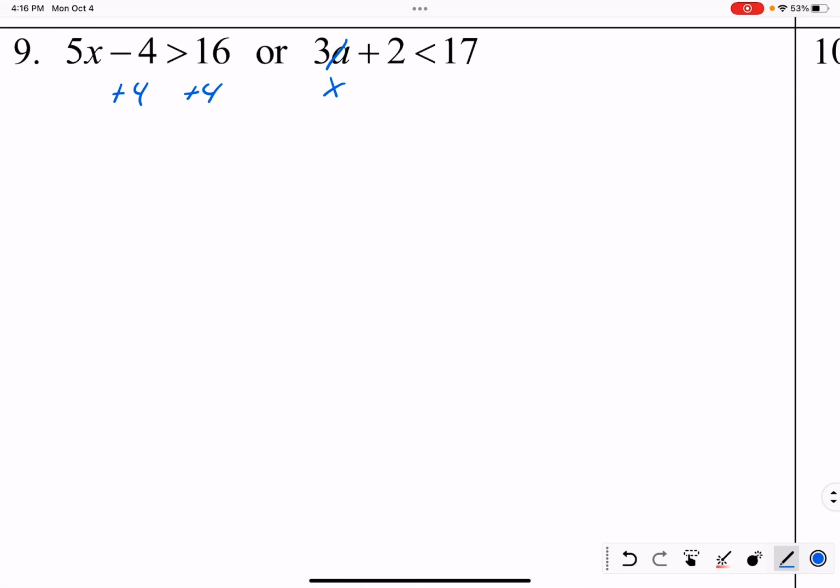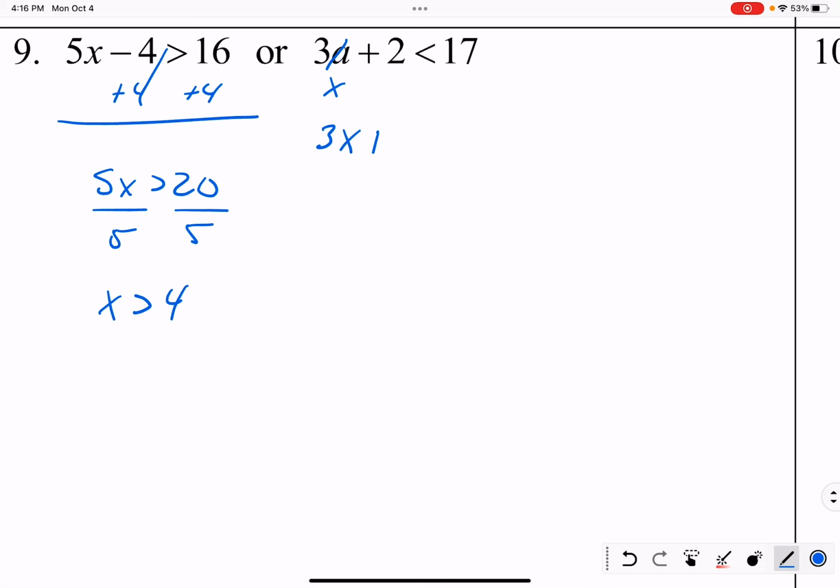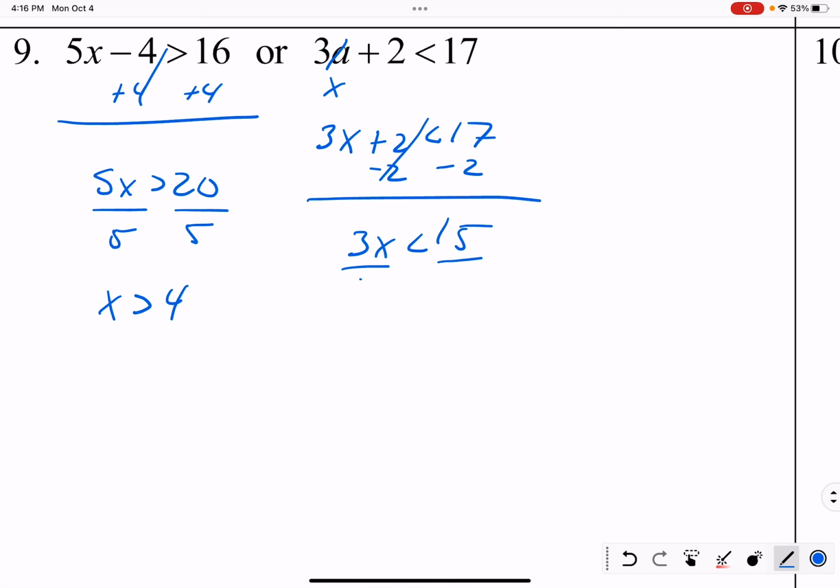All right, so let me just add 4 to both sides. We have 5x. That'll cancel, is greater than 20, divided by 5, so x is greater than 4. And then I'm just going to rewrite this. This is supposed to be 3x plus 2 is less than 17. So then we'll subtract 2 on both sides. So 3x is less than 15. Divide both sides by 3. So x is less than 5. Okay, now this is an or, so all of the numbers that satisfy either one is totally fine.